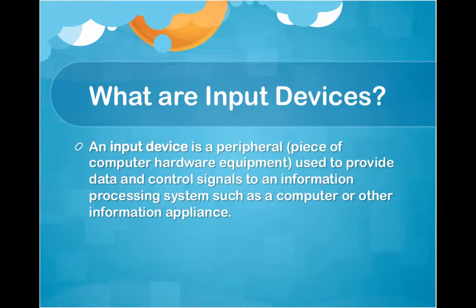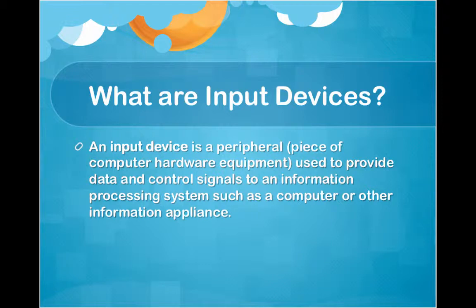Let's start off by defining what input devices are. So let's read together the definition of an input device. An input device is a peripheral piece of computer hardware equipment used to provide data and control signals to an information processing system, such as a computer or other information appliance. So basically, any device where you can actually input data into a computer is called an input device.